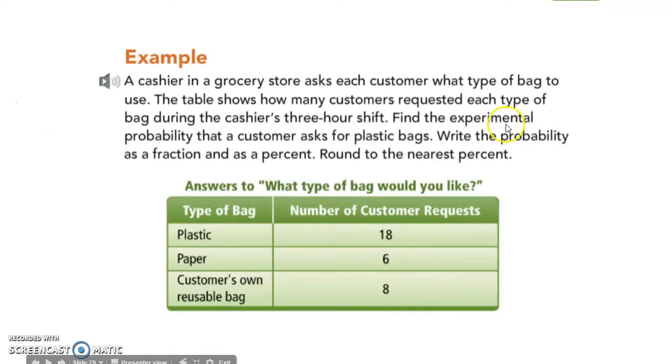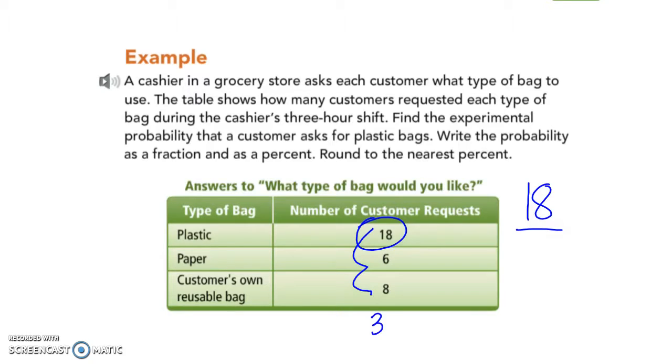So here, what would be the probability of asking for plastic bags? Well, we see from our little table that 18 people requested plastic bags. 18 out of, what is the total here? 18 plus 14 is 32. So that would be 32 total. So 18 out of 32.